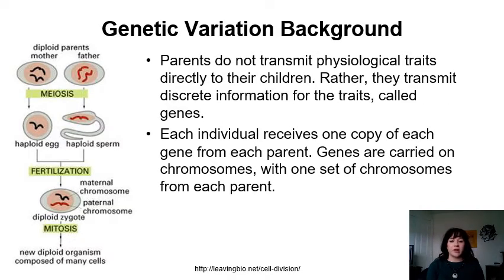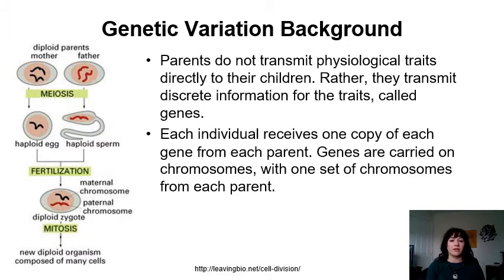So a little bit of background of some cell biology. Parents don't pass on their physical traits directly to their children. Instead, they pass on the directions to make those traits. So I pass on the directions for making blue eyes to my imaginary child. Those directions for those traits are called genes, DNA. And each person has received one copy of each gene from each parent.